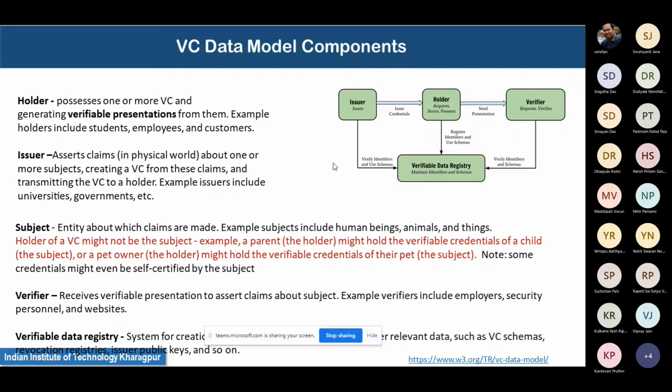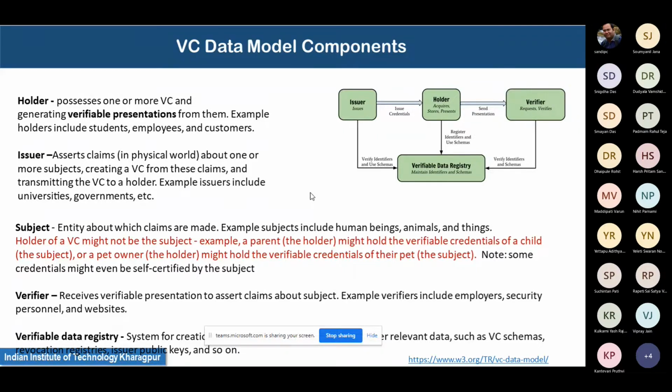So let us see who is a holder. A holder would be people like us, who can possess one or more of these VCs. For example, I could have a VC from my university, a VC from the motor vehicles department, a VC from my corporation or municipality about my birth certificate, and a VC from my employer about my current designation, maybe the equivalent of an ID card, and sometimes one could even have a photo also, as we'll see later.